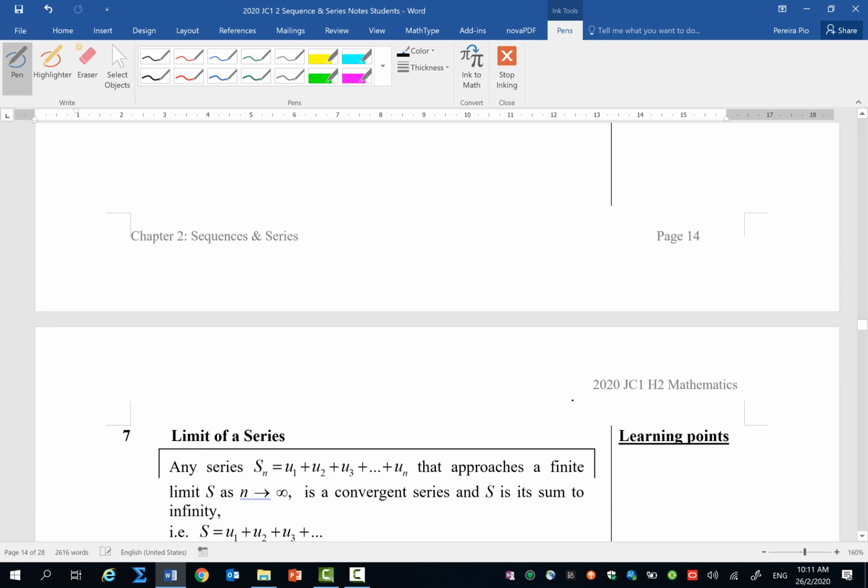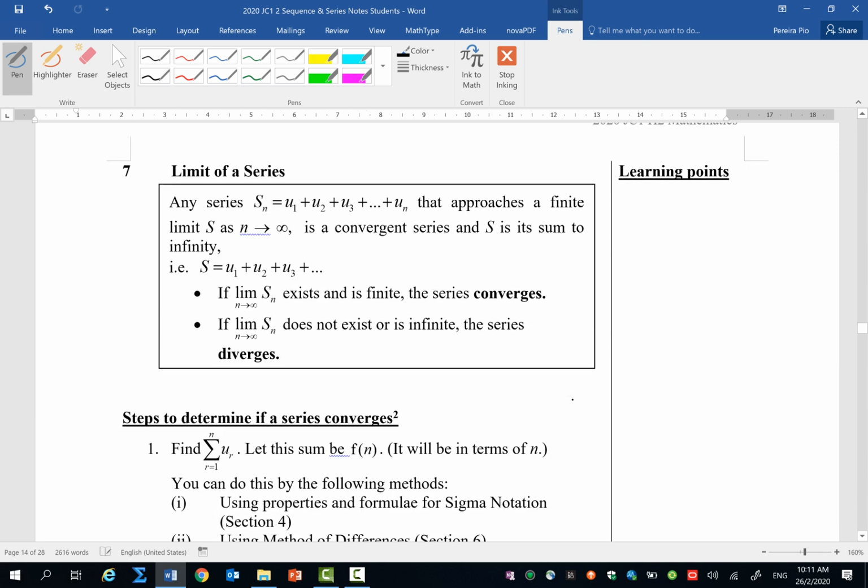Okay, let's move on to the next section, which is limit of series. Okay, now this is very important. Please take note of the logic of how the argument goes, because this is where sometimes your language and how you actually present, how you actually say certain things makes a difference. Okay, now any series Sn where Sn is actually U1 all the way to Un that approaches a finite limit S as n tends to infinity.